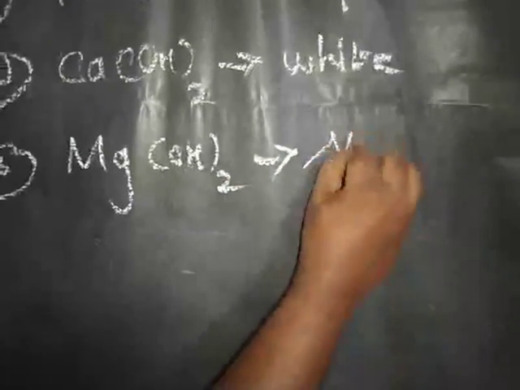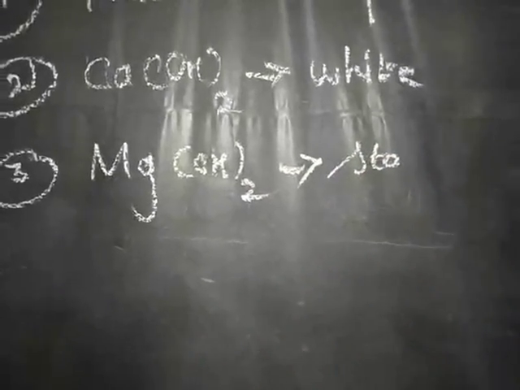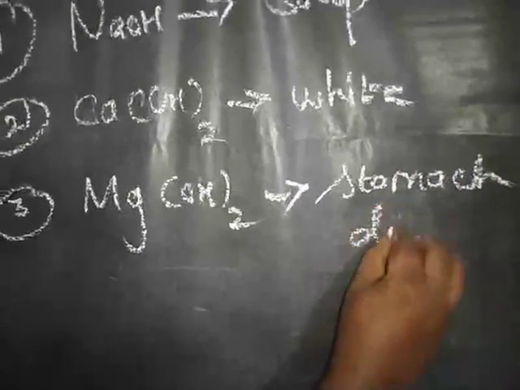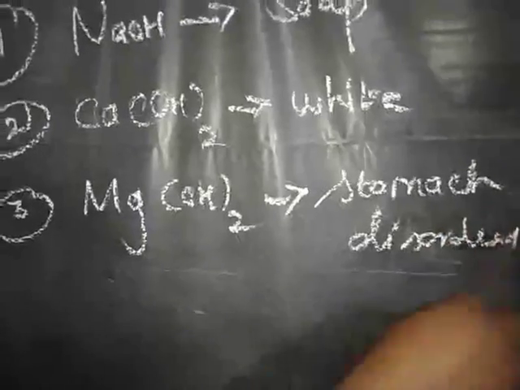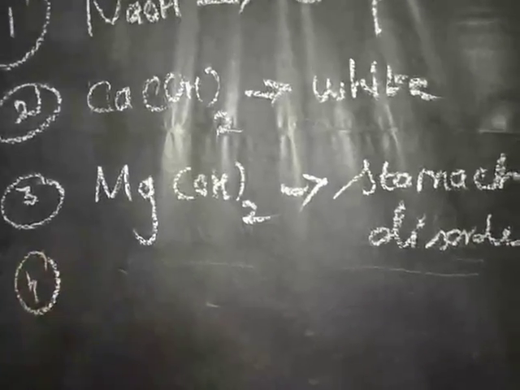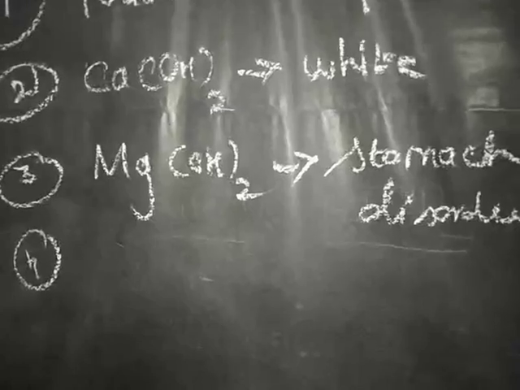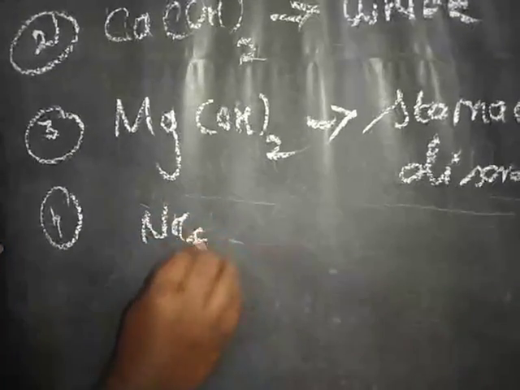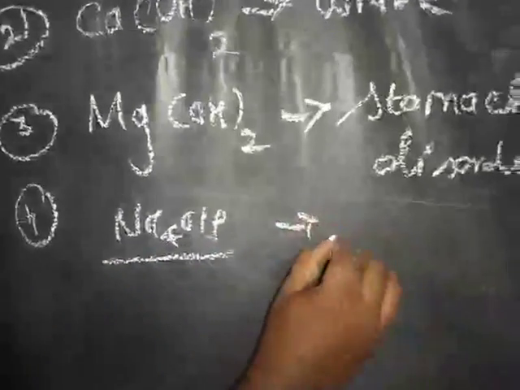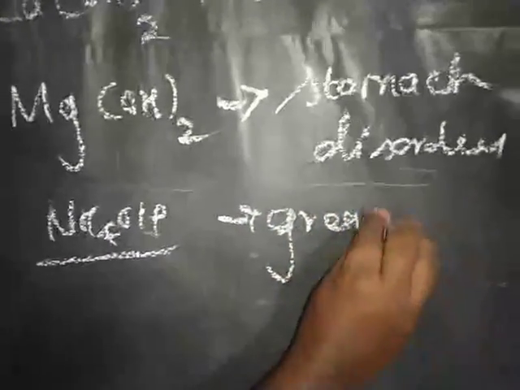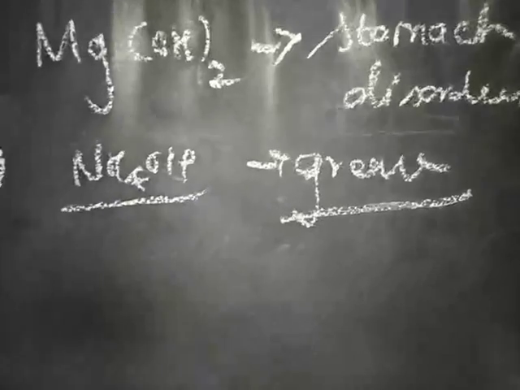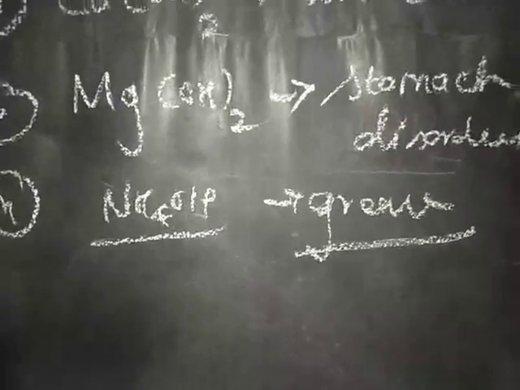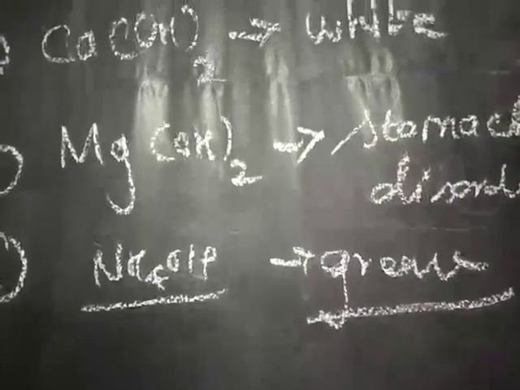Stomach disorder. Fourth one, ammonium hydroxide is used to remove grease stains from cloth. So these are all the uses of bases: sodium hydroxide, calcium hydroxide, magnesium hydroxide, and ammonium hydroxide.